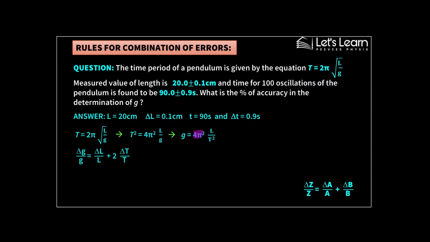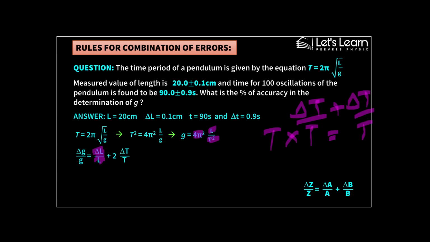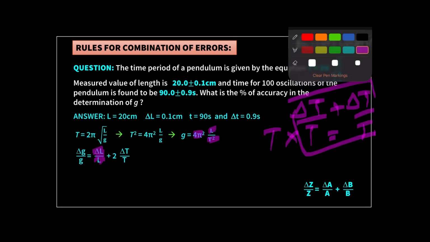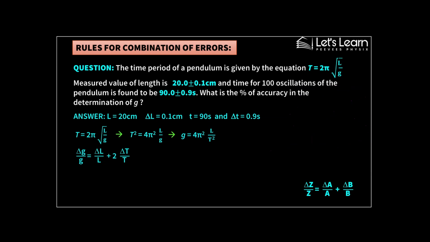No error in 4 pi squared, fractional error in L divided by t squared. t squared is t times t. Multiplication, you have to add del t divided by t plus another del t divided by t. So the rule says if it is t squared, it will be 2 times. If it is t cubed, it will be 3 times del t divided by t. Since it is t squared, we just go for 2 times the fractional error in time.